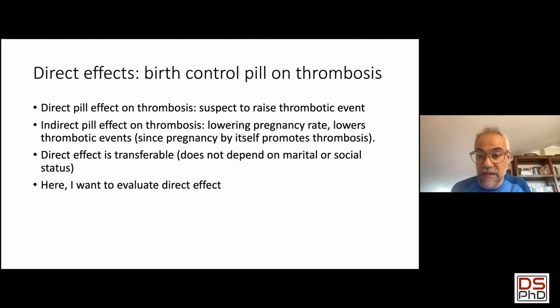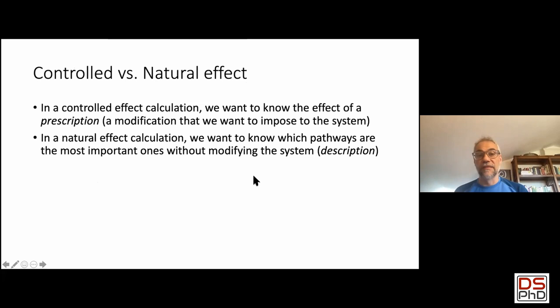Remember that my need and my struggle for calculating counterfactuals is a struggle for control, a struggle to be able to control the consequences of what I do, or the ability to assess responsibilities for what has been done. So, in a controlled effect calculation, we go towards the distinction between direct and indirect. There is also another concept. The first concept is direct and indirect. The second concept is controlled versus natural.